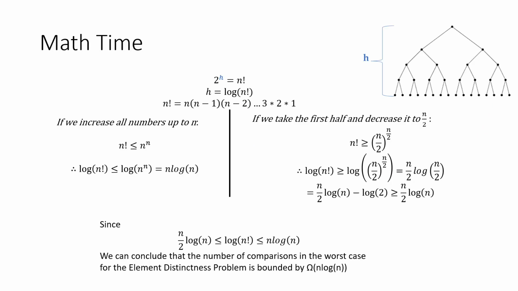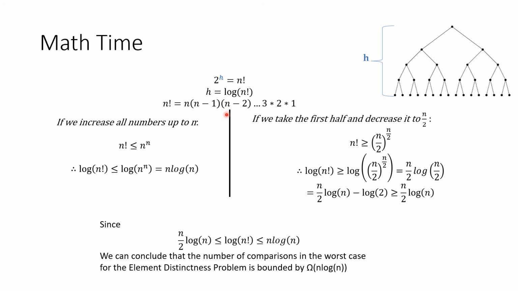Alright, math time. Here we go. If you can recall from previous slides, if we have the number of leaves in the decision tree, we can minimize the longest branch in the tree by rearranging it in an optimal way. If we do this, then the number of leaves will be approximately 2 to the h. If we solve for h, we'll have log of n factorial, since we knew we have n factorial leaves.